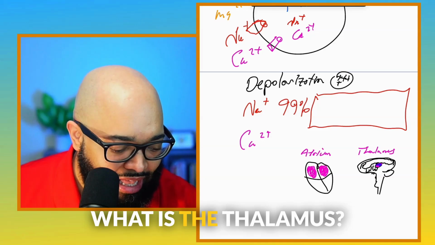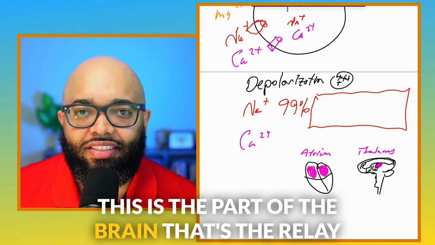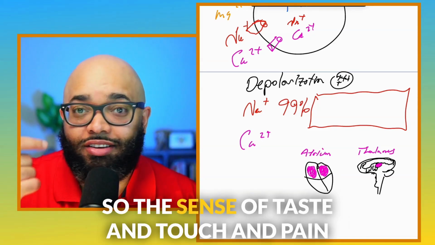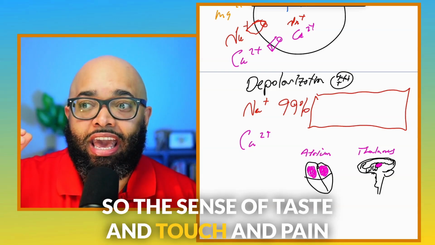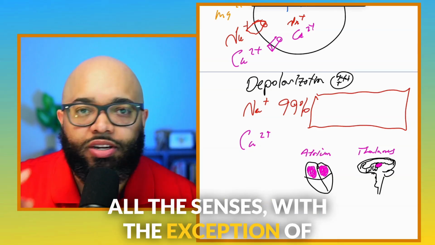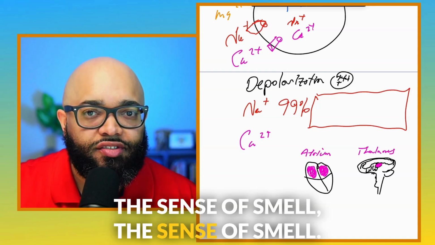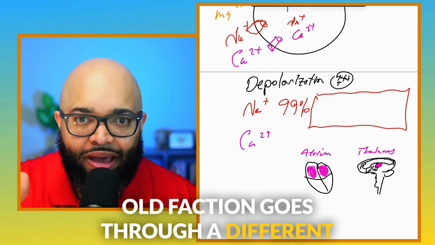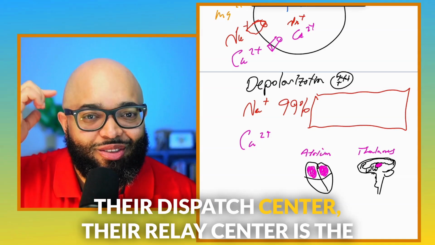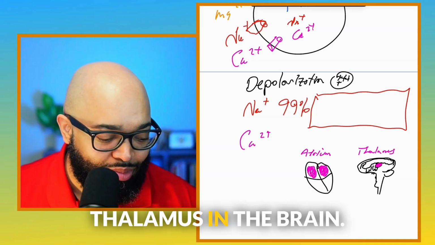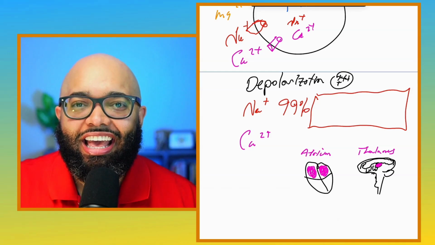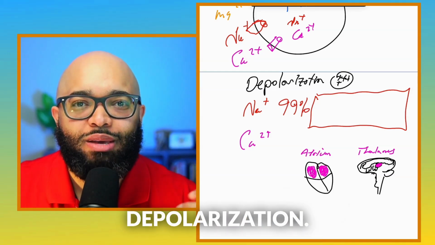What is the thalamus? This is the part of the brain that's the relay center for all senses. So the sense of taste and touch and pain and temperature, all the senses with the exception of the sense of smell. The sense of smell, olfaction, goes through a different pathway, but for all the other senses, their dispatch center, their relay center, is the thalamus in the brain. Now, how do we use this information? We're talking about this thing called depolarization.